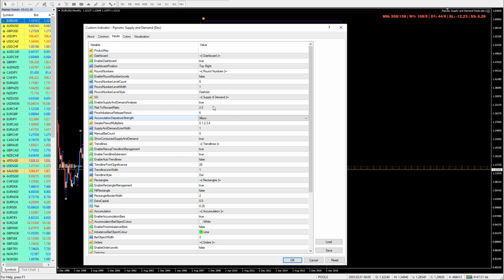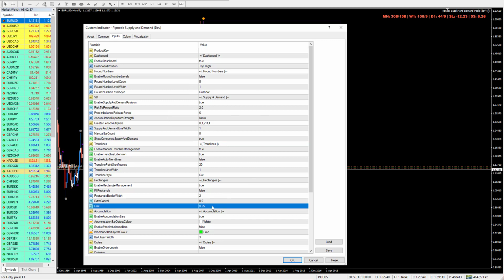Then I have a risk reward ratio, and actually yesterday I changed this to 2. Before it was 3. So we want to see at least a 2-to-1 risk reward, and we want it to take no more than about 6 periods to reach that distance. And this for me seems to be working out really, really well. And the rest I'm not fiddling with so much.